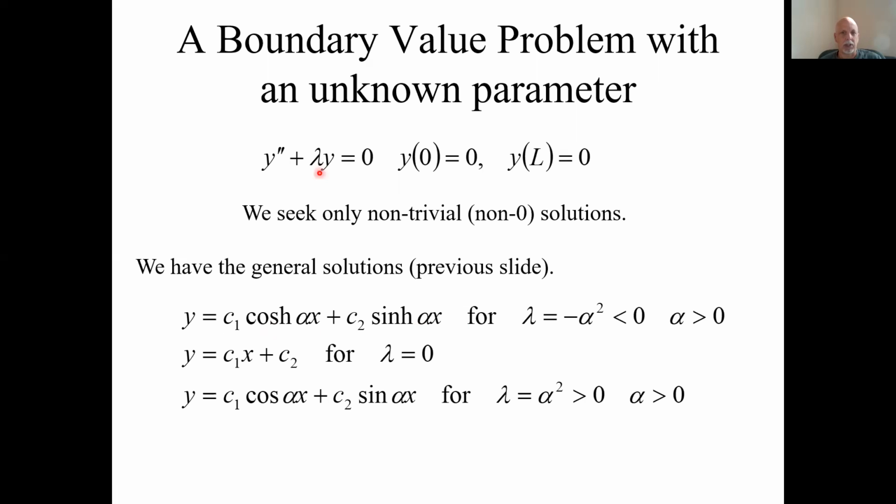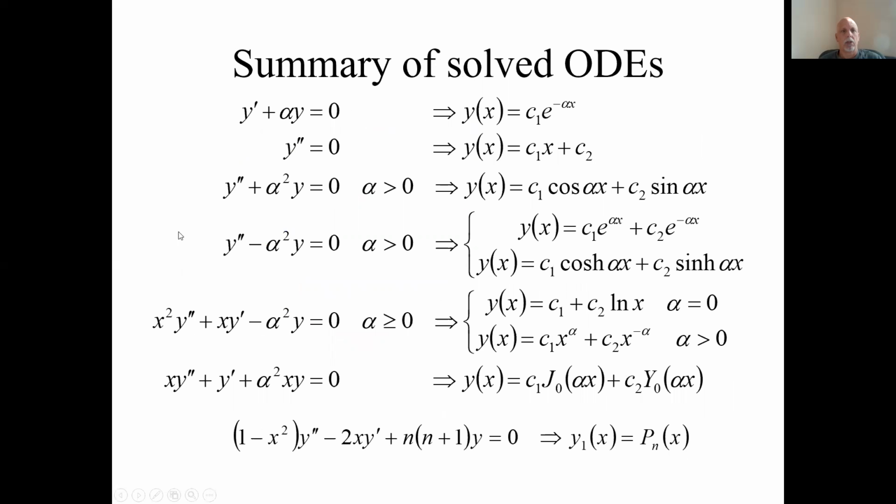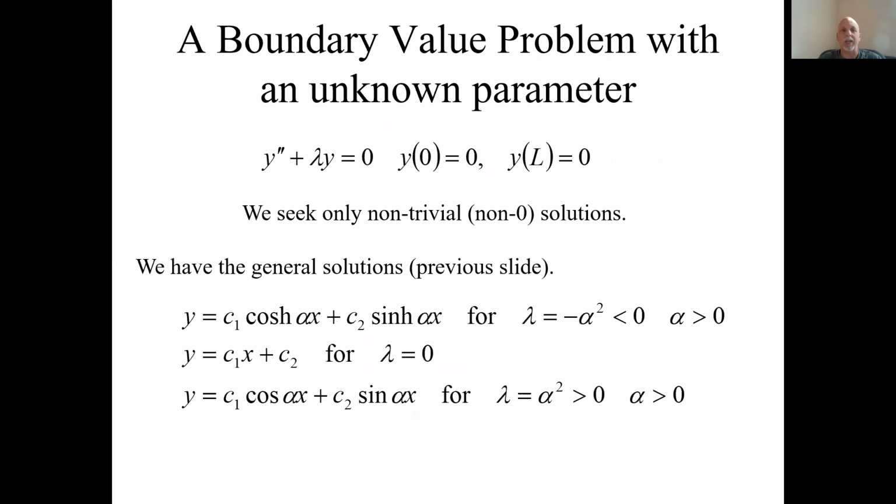If lambda is exactly equal to 0, we get this linear solution. Again, go back to our cheat sheet. And if lambda is greater than 0, we'll say it equals some alpha squared. Again, alpha is greater than 0. And it has this solution. These solutions all come from way back on our cheat sheet. In fact, they're these three equations. We're picking this format because the extent of the x variable was finite.